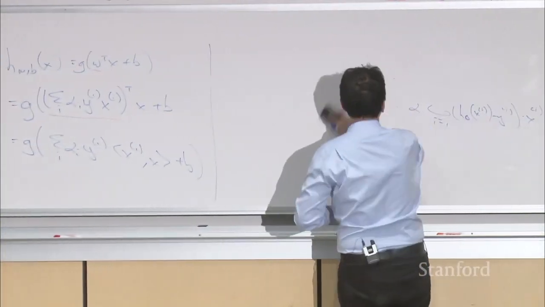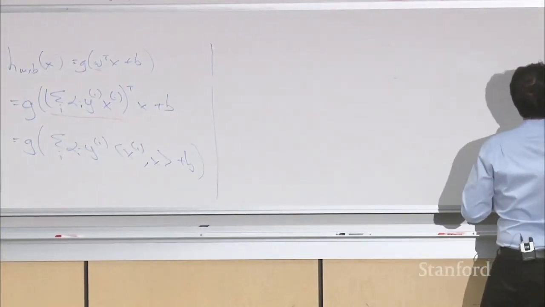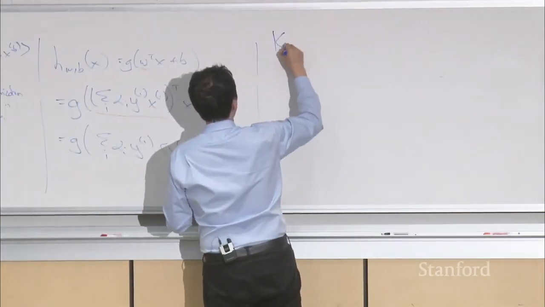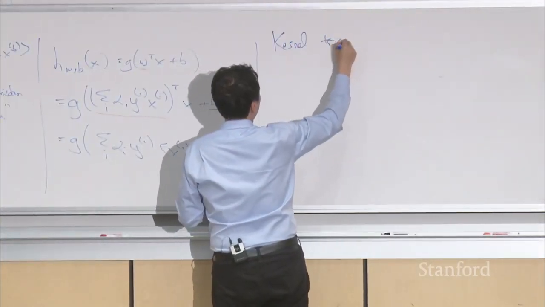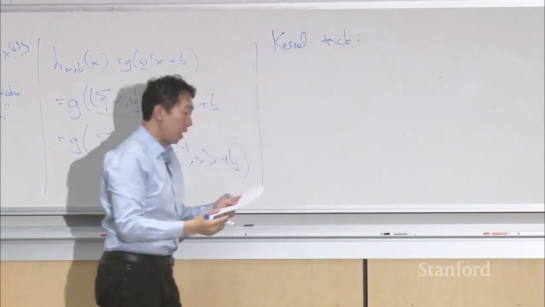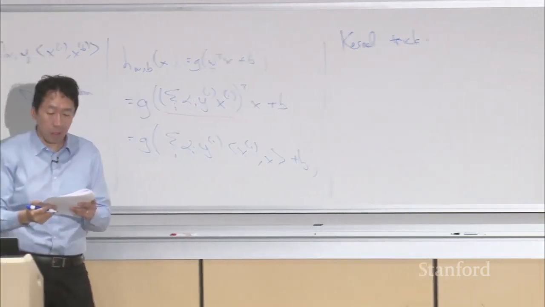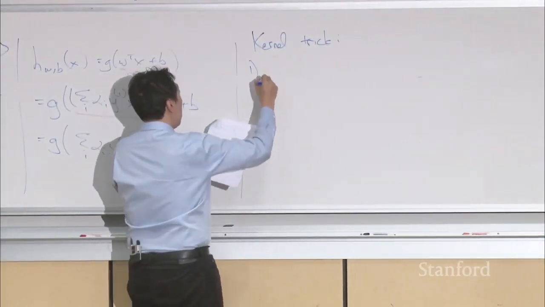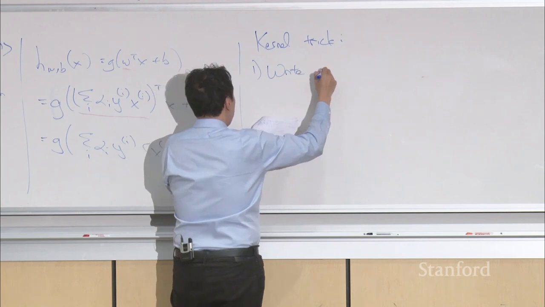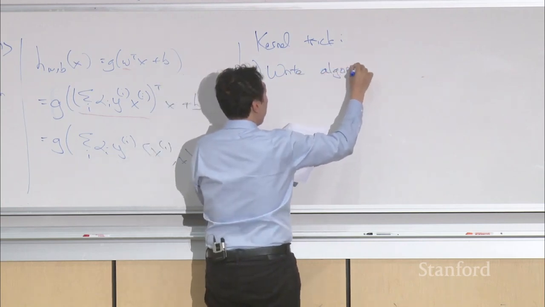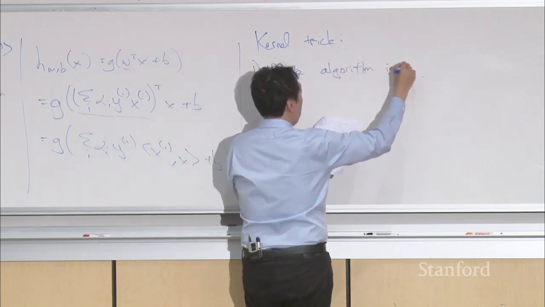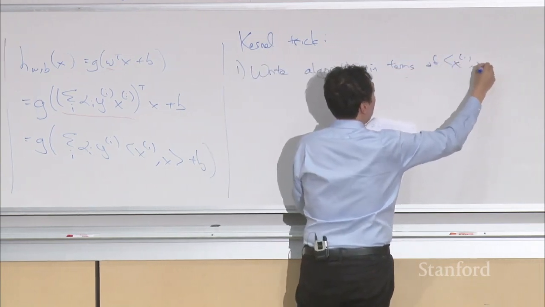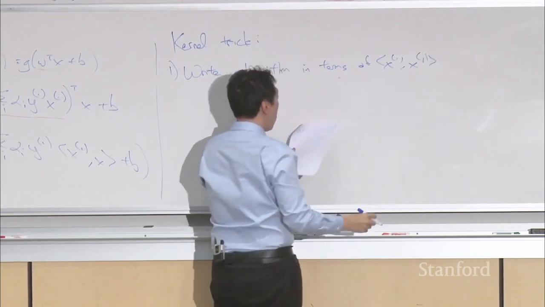So we're now ready to apply kernels. And sometimes in machine learning, we call this the kernel trick. Let me just lay out a recipe for what this means. Step one is write your whole algorithm in terms of xi, xj, in terms of inner products.